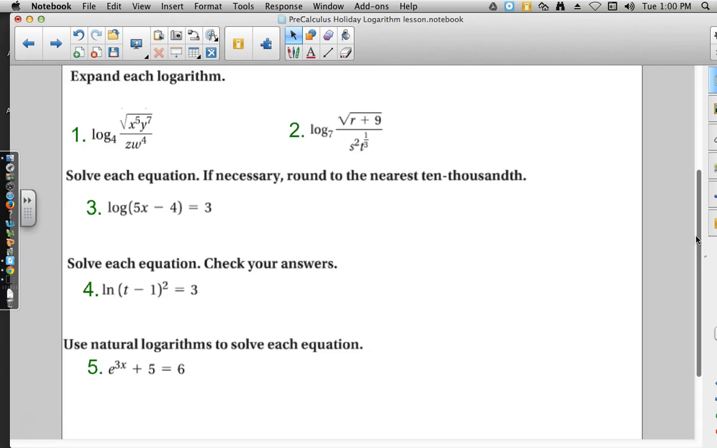And we've got some solving with natural logarithm in number 4. And then number 5, use natural logarithms to solve each equation. So hidden message and 5 problems for you to work through step by step.